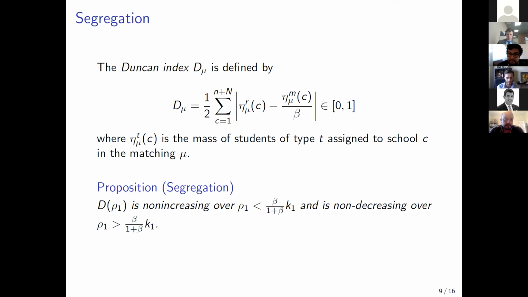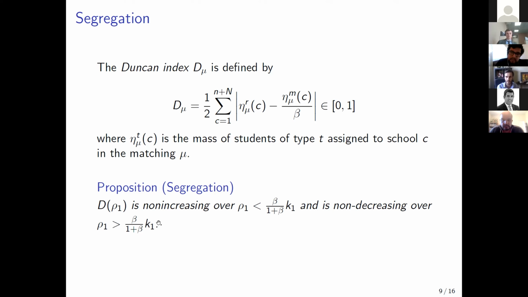So when the Duncan index is 0, we have a perfect integration. When the Duncan index is 1, we have perfect segregation. And the result here is that the Duncan index is not increasing over row 1 less than this number, and it's not decreasing over row 1 greater than or equal to this number.